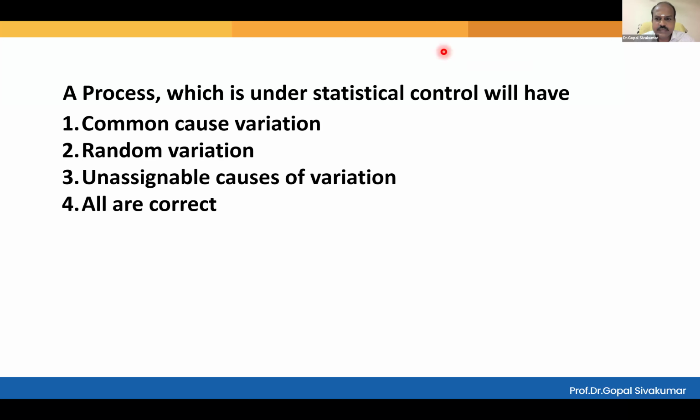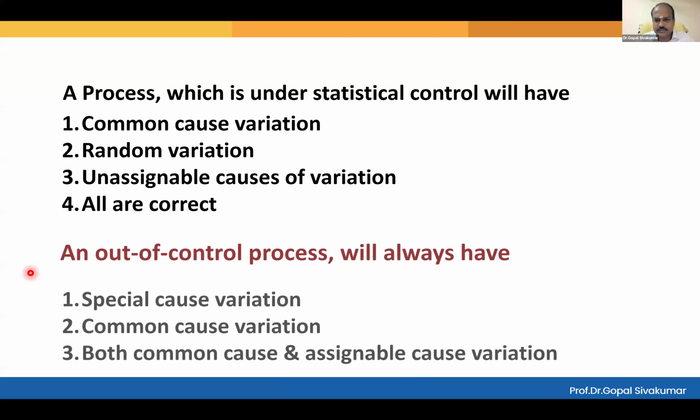What kind of variation? Common cause variation. All are correct. Whatever answer you choose, everything is correct. But only if you choose the fourth one, we will give you marks in the exam. This is also correct, this is also correct. But when it comes to an exam, you should make a wise decision. Fourth is the correct one.